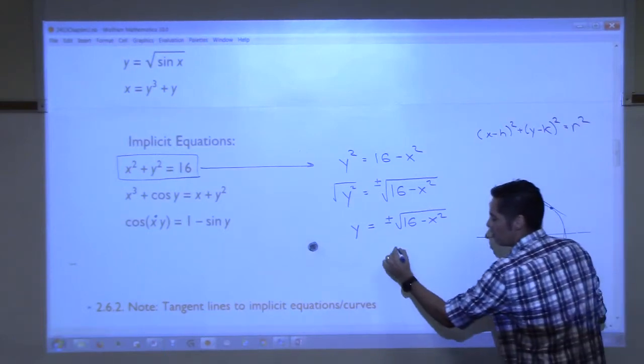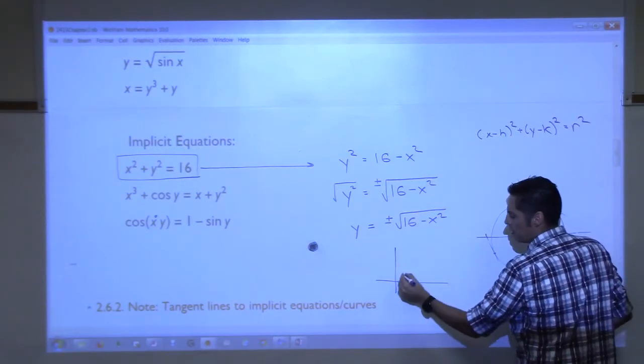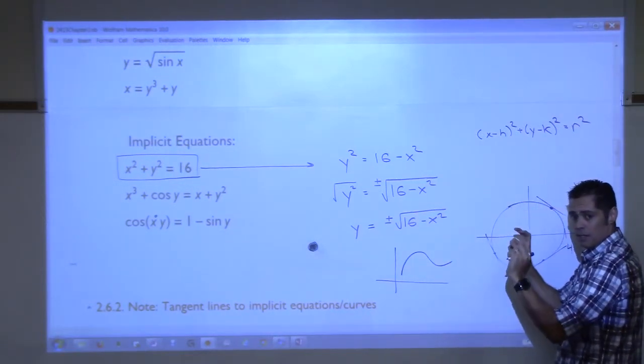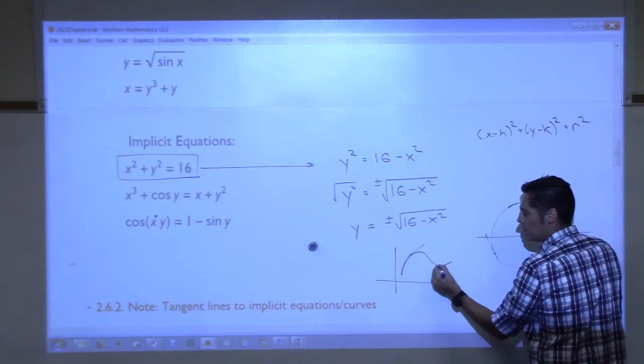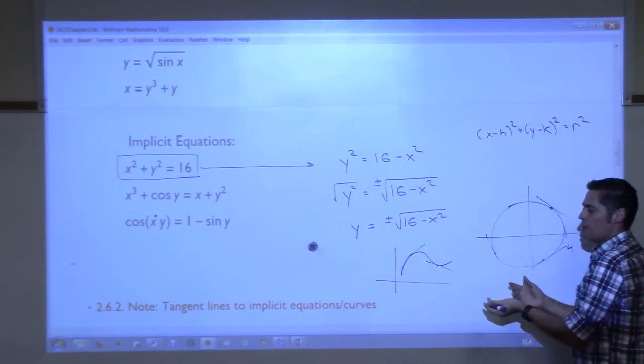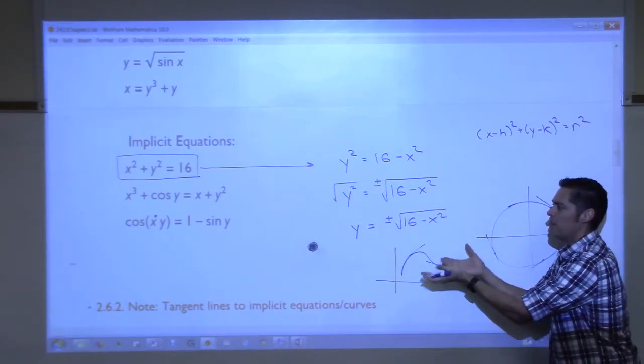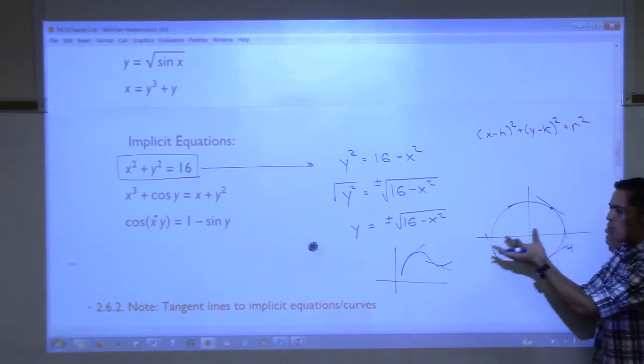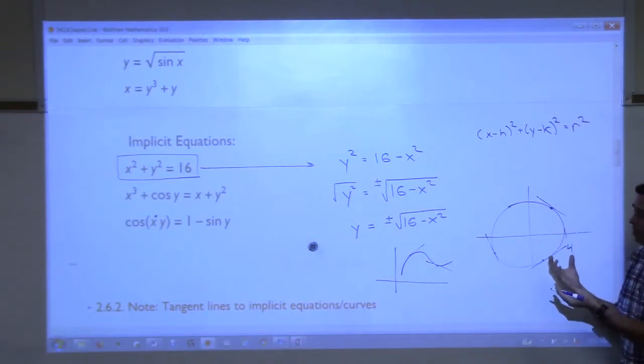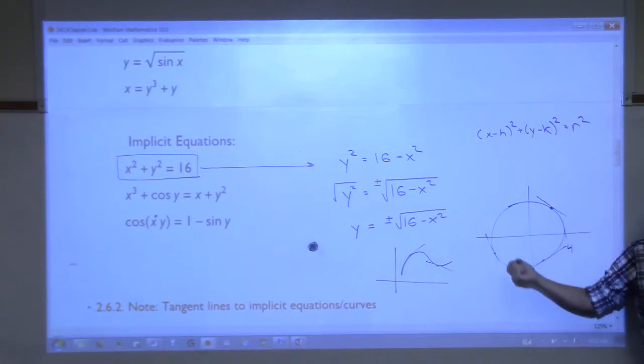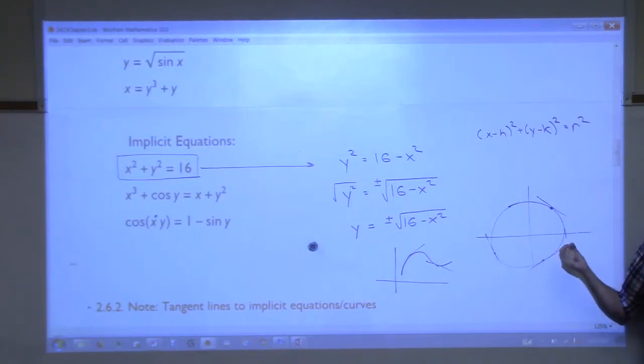Just like what we were doing in the previous sections, we had functions, and we were finding slopes of tangent lines. What we're doing in this section is saying, what if we have something that's not a function of x, that looks more like this, where it fails to be a function? Can you still get tangent lines? The answer is yes, but we have to introduce a new type of differentiation, and it's called implicit differentiation.